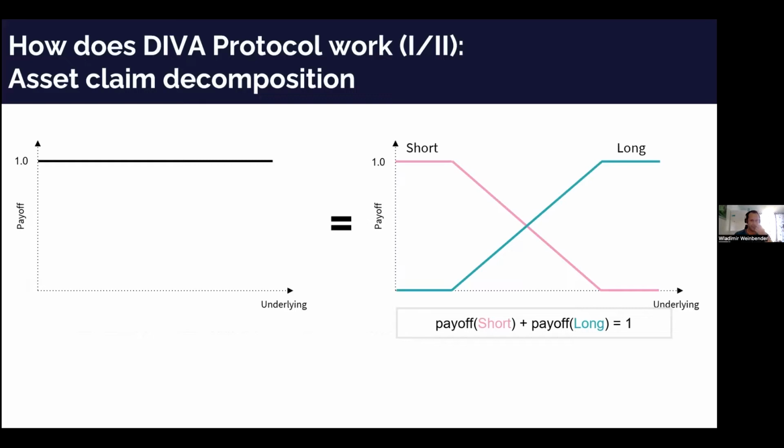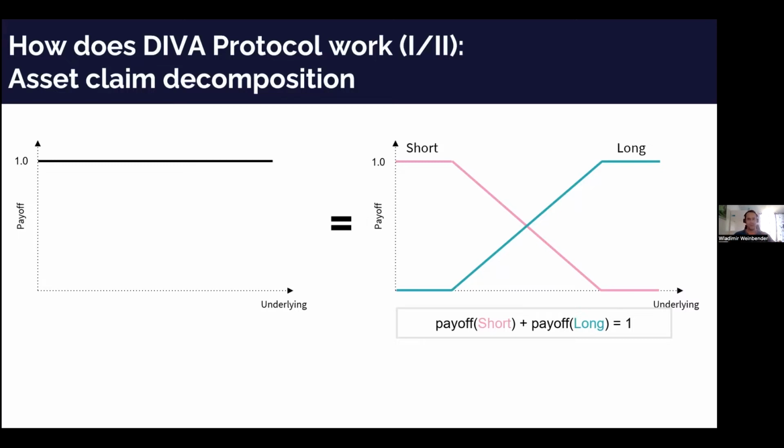How Diva protocol works is you deposit an asset, collateral, into a smart contract, and in return you get a claim that is represented by two directionally reversed payoffs, or legs. You have a short and a long. If you sum them up, you always get 1. So if you deposit, say, 100 USDC, you get the long and the short side. If you want to take out the 100 USDC from the pool, you just give both the long and the short side back, and you get your USDC back.